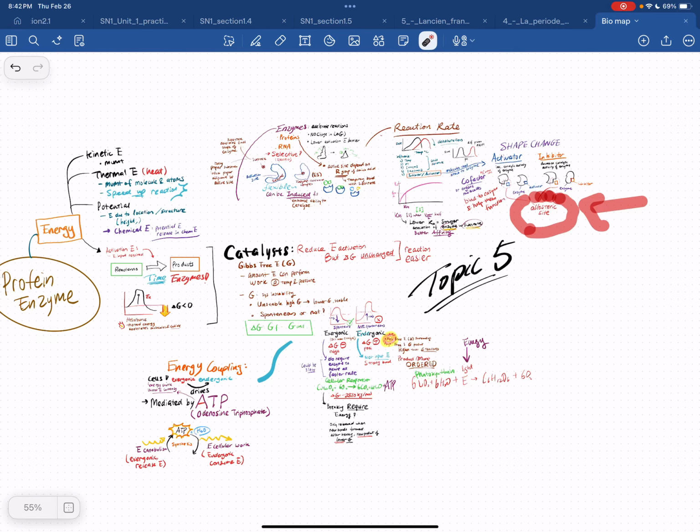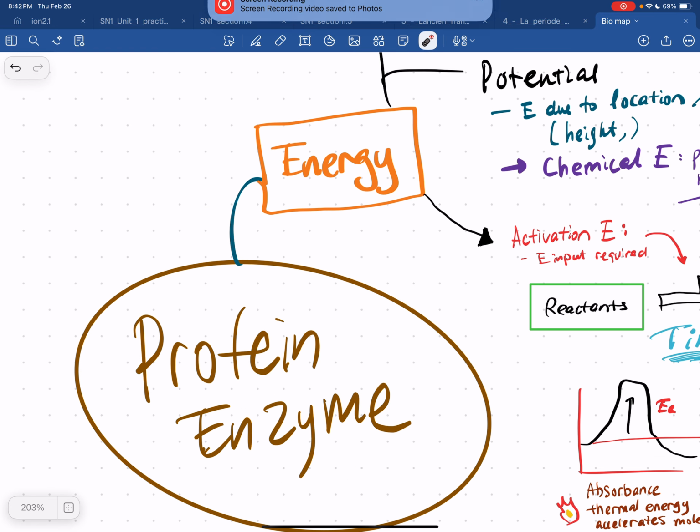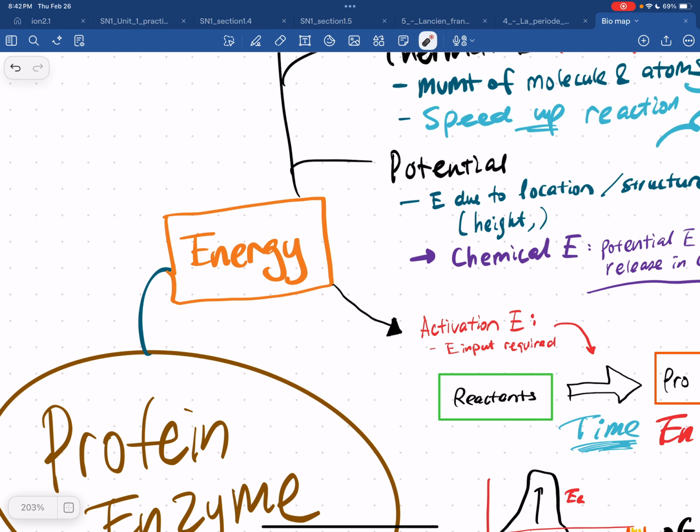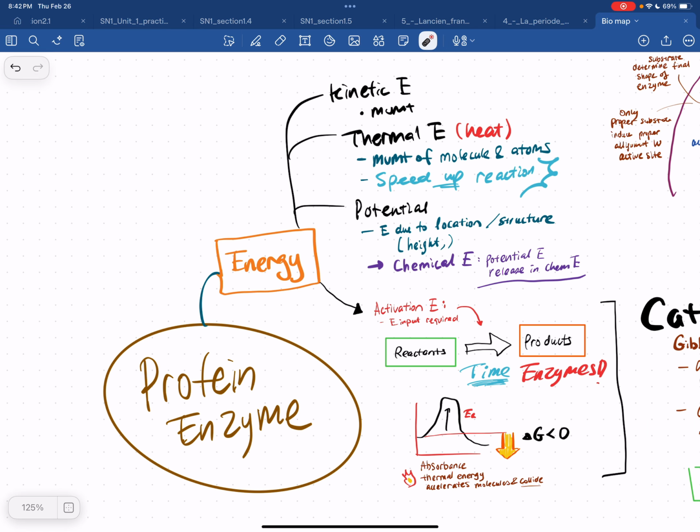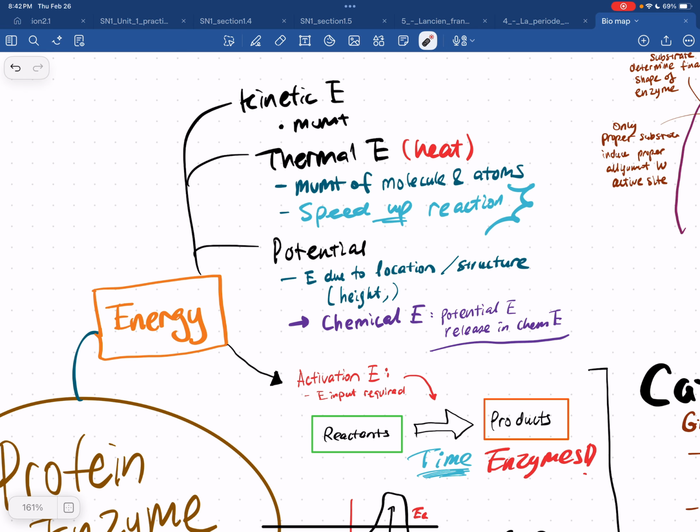Now we're moving on to the 5th chapter, which is all about catalysts and enzymes. So start from enzymes. Enzymes are proteins. Proteins make enzymes as well. First we should talk about energy. So now we're going to talk about energy in biology.